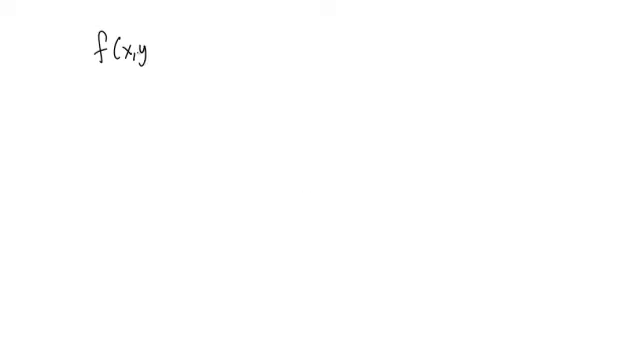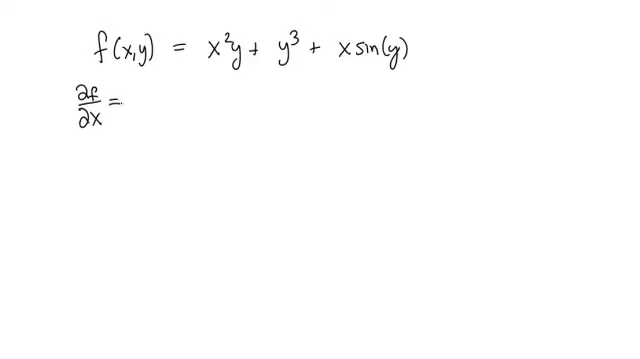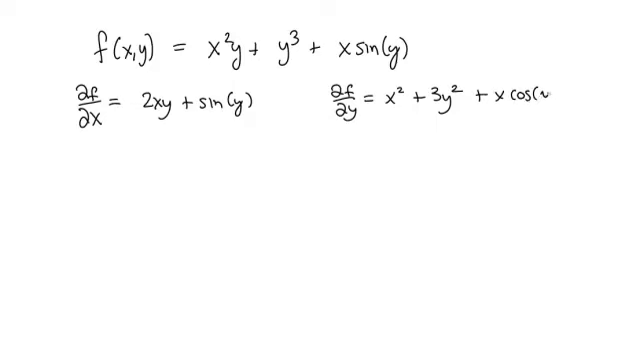Now, what if you had a function like this one, x squared y plus y cubed plus, say, x times the sine of y? We can take its partial derivatives. We would get, in this case, 2xy plus the sine of y, sorry, and the partial derivative of f with respect to y would be x squared plus 3y squared plus x times the cosine of y.